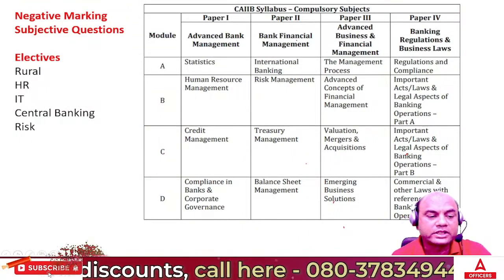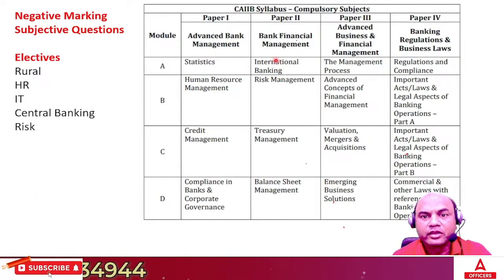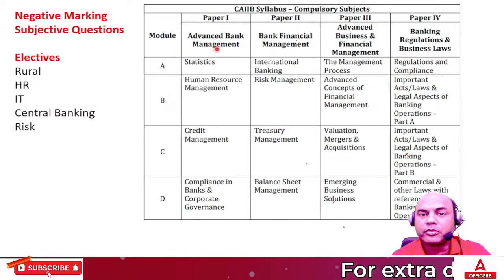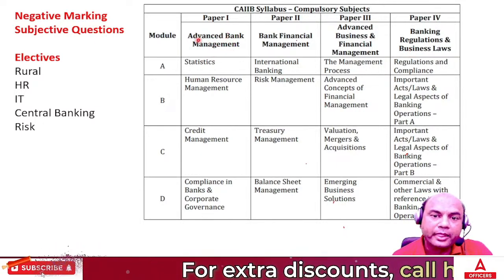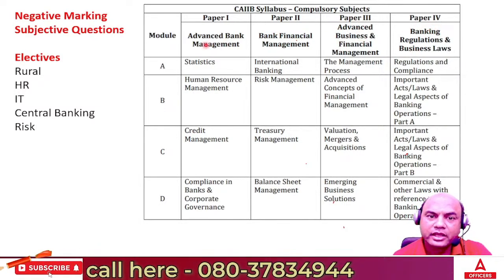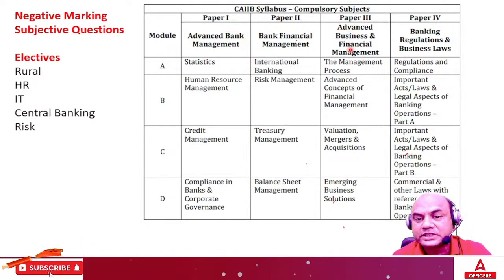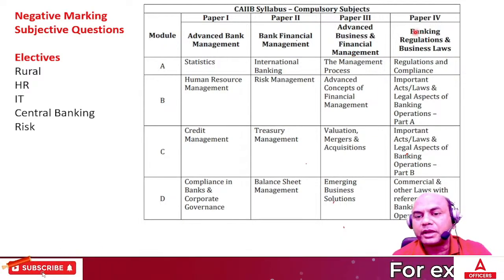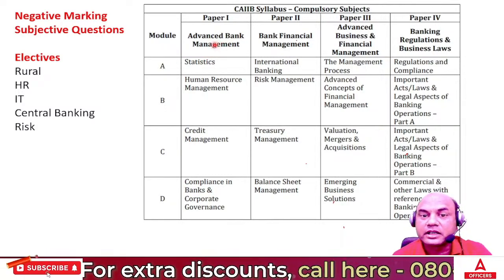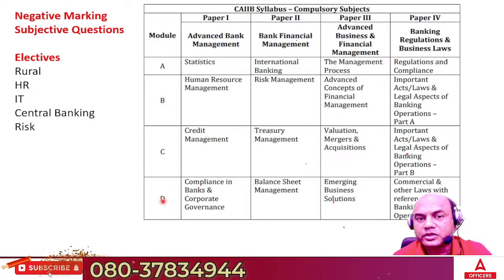Firstly, before going to the strategy or before going to the Mahapack, you must first get the background. Here, CAIIB compulsory subjects are 4 subjects. By now, many of you might be knowing this: ABM, BFM, ABFM, and BRBL. Advanced Bank Management, Bank Financial Management, Advanced Business and Financial Management, and Banking Regulation and Business Laws. Now, these 4 subjects are compulsory ones, and each one has 4 modules.